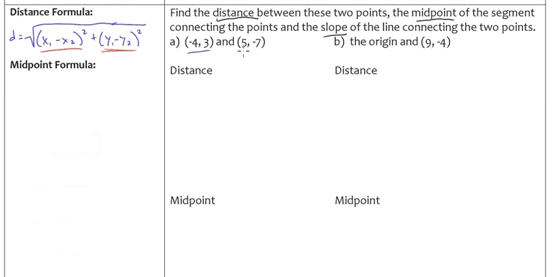So we've got -4, 3, and 5, 7. So distance is equal to, again, the square root of, well, it's going to be a squared plus b squared. But what is our a and b? We've got our x values, so x1 minus x2. So -4 minus 5, -4 minus 5 here.